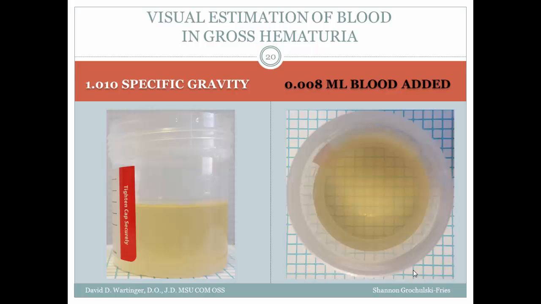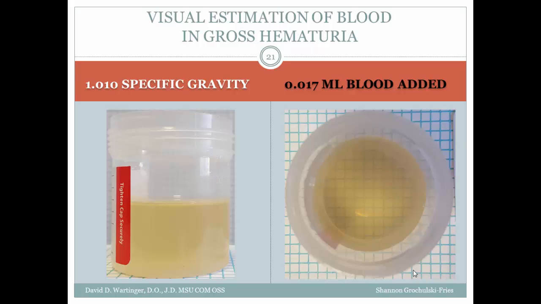Specific gravity 1.010 with 0.008 milliliters blood added. No significant change in color occurred, but opacification of the specimen was noted, particularly from the top. Specific gravity 1.010 with 0.017 milliliters blood added. Opacity increased without significant color change.